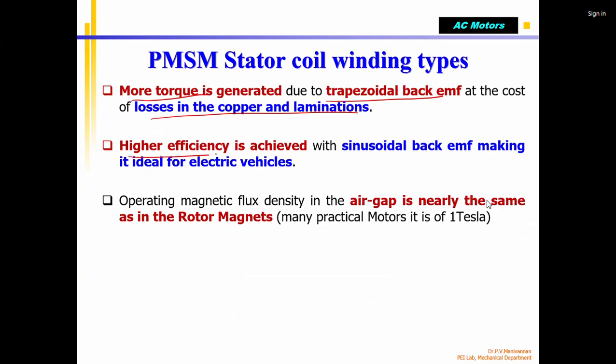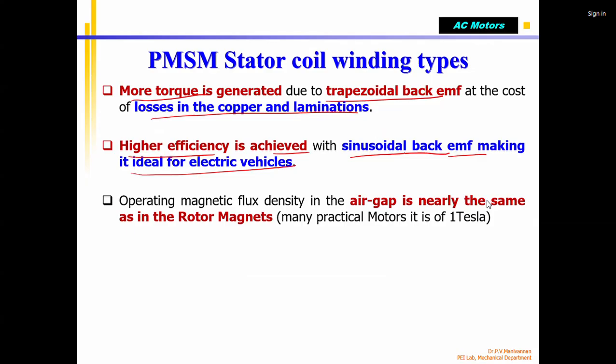And higher efficiency is achieved if I use sinusoidal back EMF, that is, distributed winding. That means sinusoidal back EMF makes it ideal for electric vehicles. Higher efficiency matters because in electric motors we operate from batteries. Battery power you have to use judiciously; you should not waste it. Higher efficiency means that for a given energy supply, the vehicle will travel a longer distance.